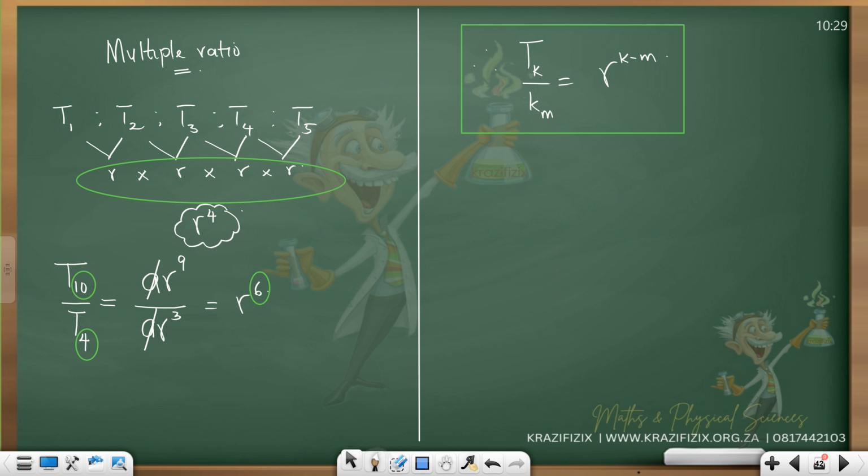Okay, I hope this makes sense. So we can from here conclude that even if I have T25 over T15, what would this be? R to the power 10. And then I find the 10th root. But also remember that if I have an even number here, my answer will be plus or minus from algebra. If it's a 2, a 4, a 6, an 8, any even number, then my answer will be plus or minus.